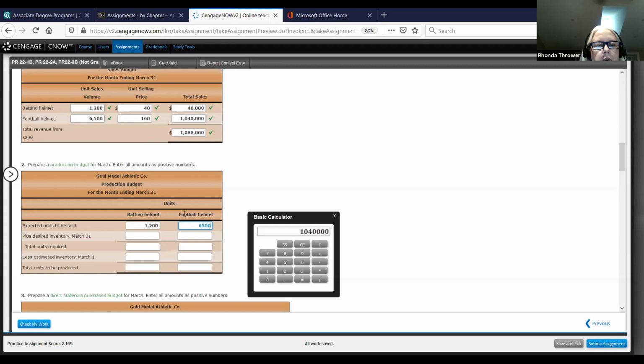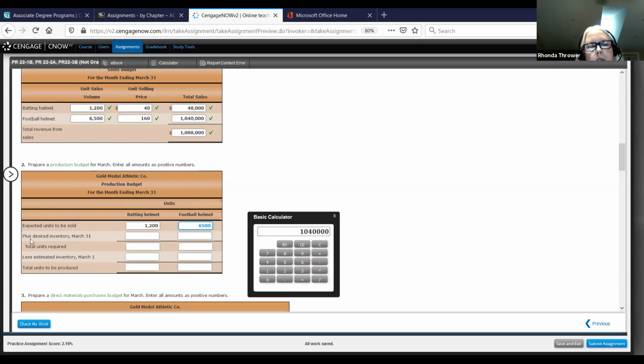Notice they're asking for units right now. Then what we're going to do is add back in the desired ending inventory that we want at March 31st. We want to have a little bit of these units left over in case we sell more than what we had planned to sell. Remember, when you're preparing budgets, it's just an estimated amount. It's not an exact amount. So we want to have a few of these helmets left over in case we sell more than what we planned.